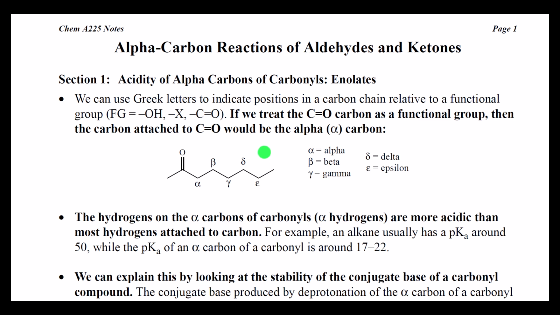In this second mode, we're going to see that the carbon adjacent to the carbonyl carbon becomes more acidic than a typical carbon-hydrogen bond would be. We're going to start by going over a system to indicate the relative position of carbons to the carbonyl group. We're then going to look at this type of acid-base reaction on the adjacent carbon.